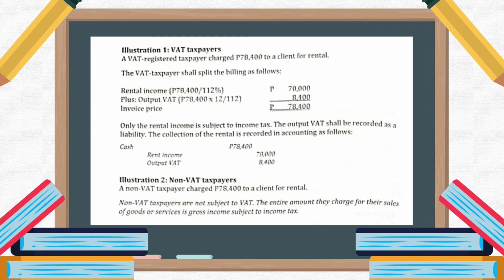The output VAT shall be recorded as a liability. The collection of the rental is recorded in accounting as follows. Cash, 78,400. Rent income, 70,000. Output VAT, 8,400.